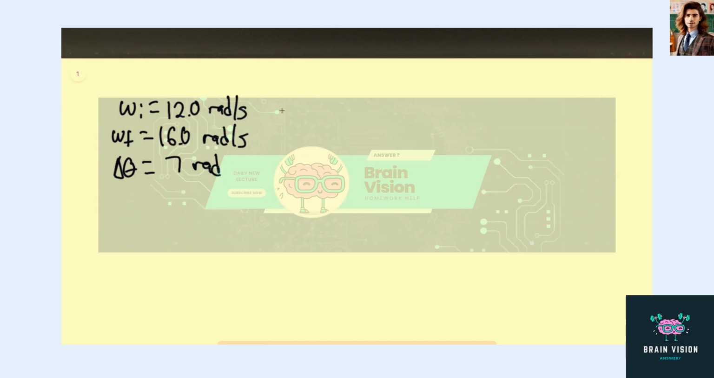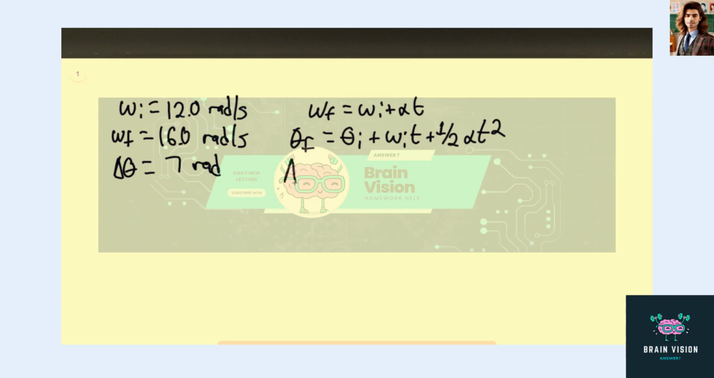So we can first start off by saying omega f equals omega i plus alpha t, and then we can say angular displacement equals initial angular displacement plus omega initial t plus half alpha t squared. And theta final minus theta initial is simply going to equal delta theta. And then here we're going to square this term.